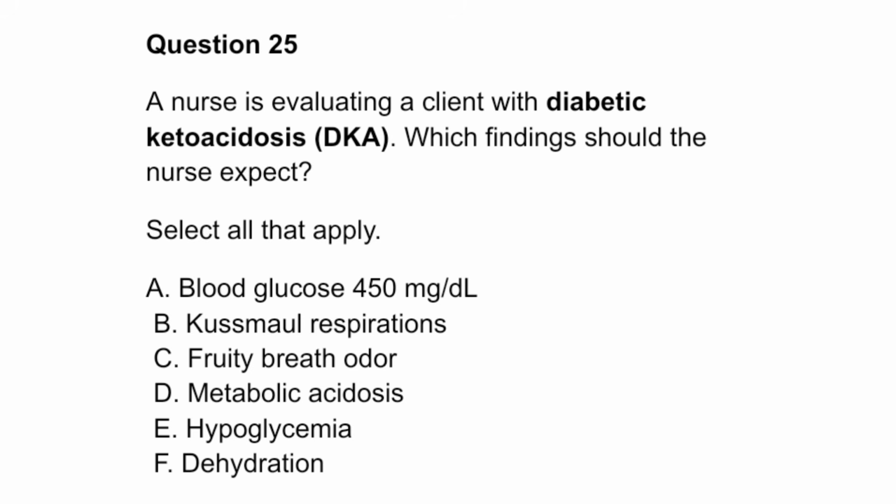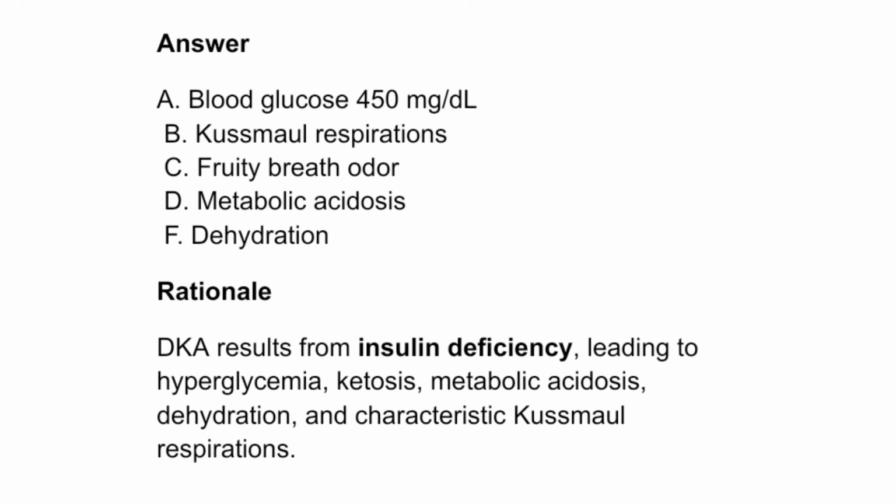Question 25. A nurse is evaluating a client with diabetic ketoacidosis, DKA. Which findings should the nurse expect? Select all that apply. A. Blood glucose 450 milligrams per deciliter. B. Kussmaul respirations. C. Fruity breath odor. D. Metabolic acidosis. E. Hypoglycemia. F. Dehydration. Answer. A. Blood glucose 450 milligrams per deciliter.